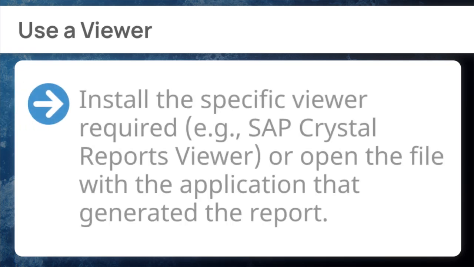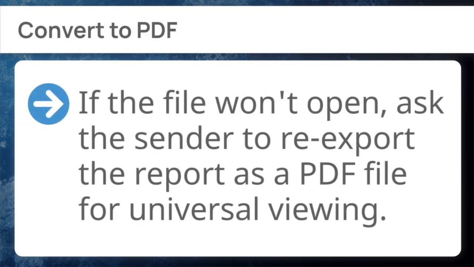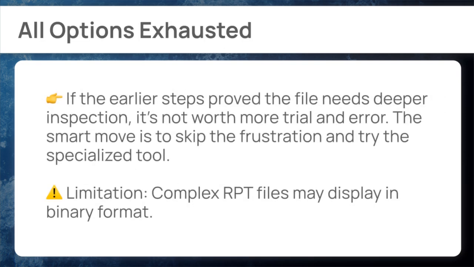Next, use a viewer. Install the specific viewer required, e.g. SAP Crystal Reports Viewer, or open the file with the application that generated the report. Finally, convert to PDF. If the file won't open, ask the sender to re-export the report as a PDF file for universal viewing. If the file is still not working, that's solid evidence it requires deep inspection.